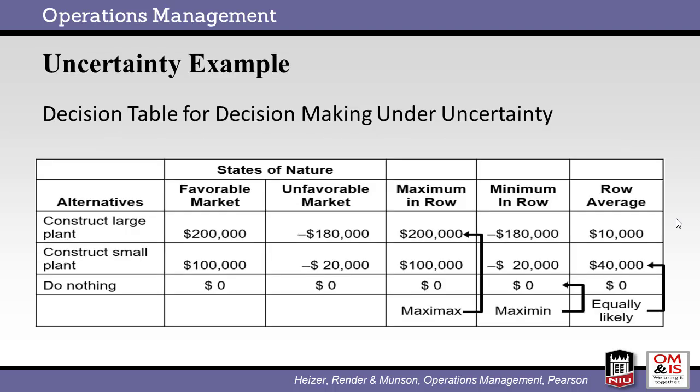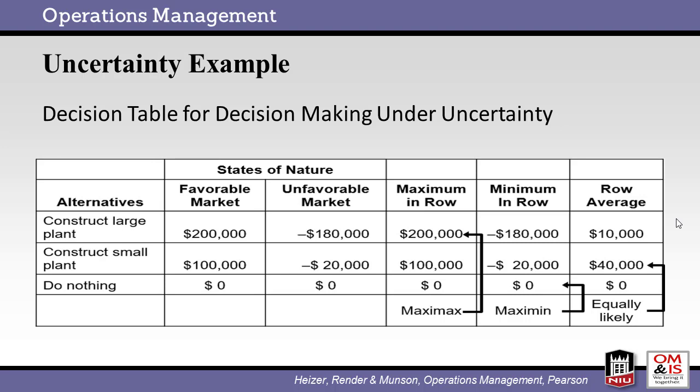Now let's apply these concepts to our building decision. We start by identifying the maximum and minimum in each row to populate the fourth and fifth columns. We then calculate the row average and add that value to the sixth column. So for the alternative of constructing a small plant, the maximum between $100,000 and the negative $20,000 is $100,000, while the minimum is a negative $20,000 and the average of the two numbers is $40,000.